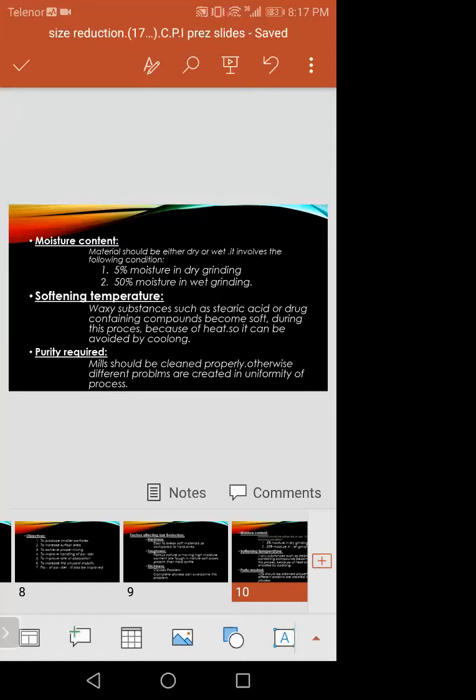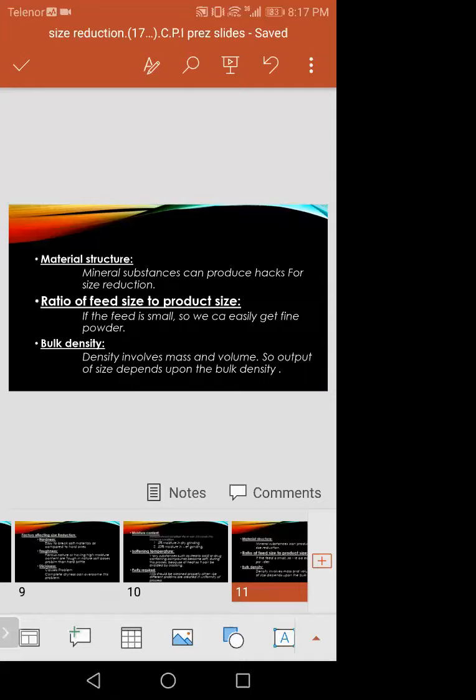Then there is purity. Purity is required because mills should be cleaned properly, otherwise different problems are created in the uniformity process. If the mills are not cleaned properly, then we shall not get 100% results due to the impurity added. So purity is required here. Then there is material structure. If we talk about mineral substances, they can produce problems here.